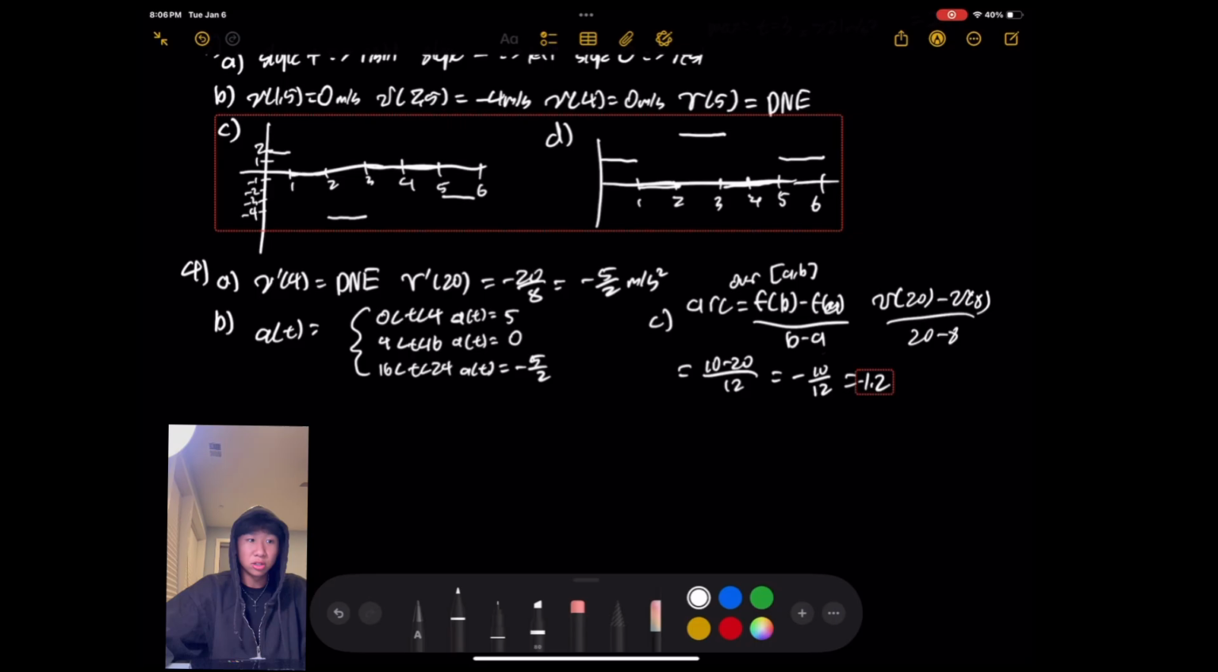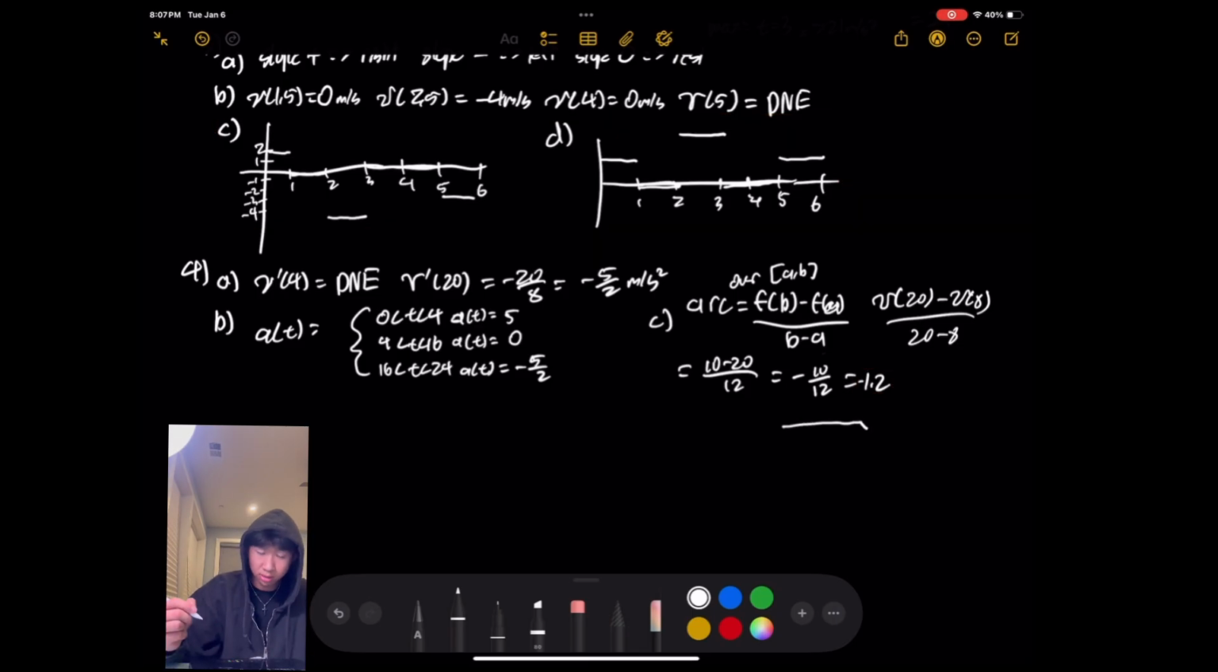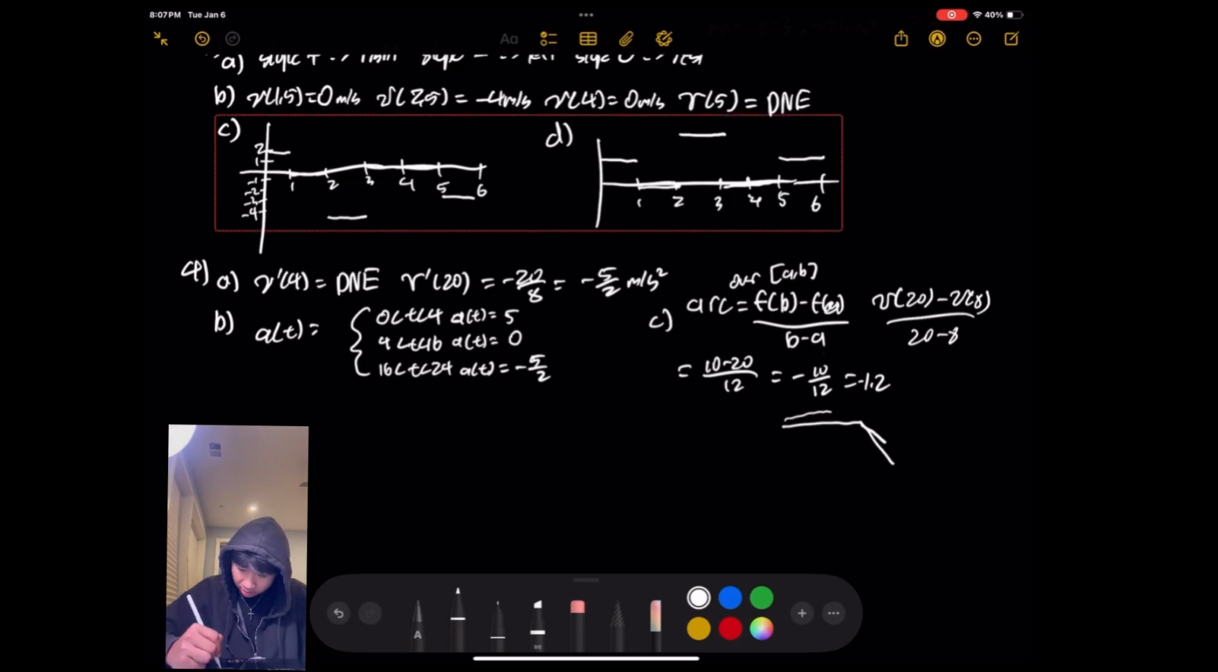Basically, from 8 to 20 in this interval, right? At any point along this line, there's going to be somewhere on this line where the slope is equal to the average rate of change, which is negative 1.2. So from 8 to 20, the graph looks kind of like this, right? Meaning along this, there's going to be some point where the slope equals negative 1.2.